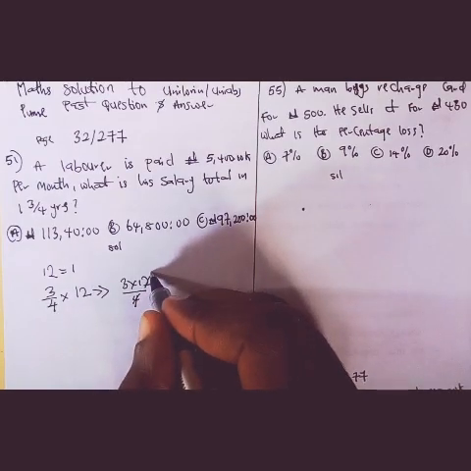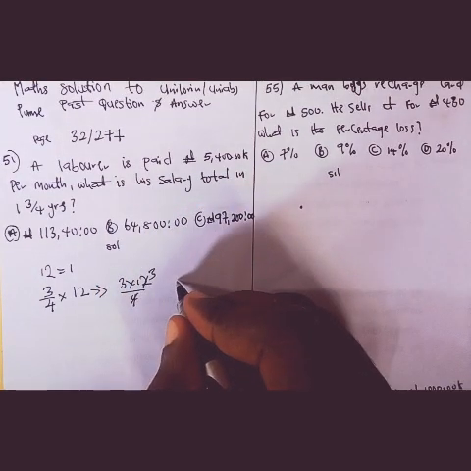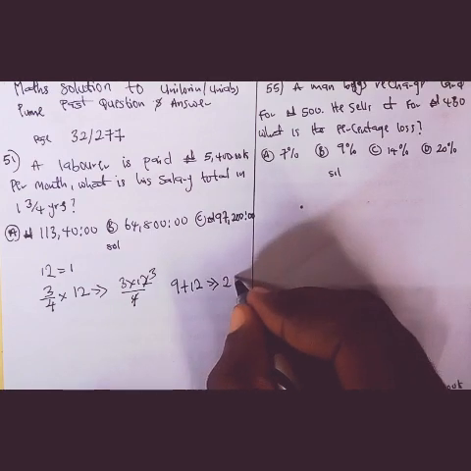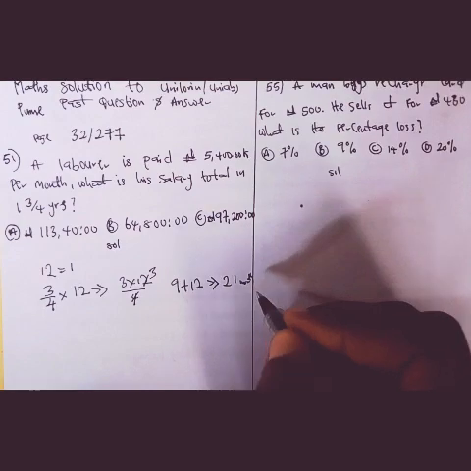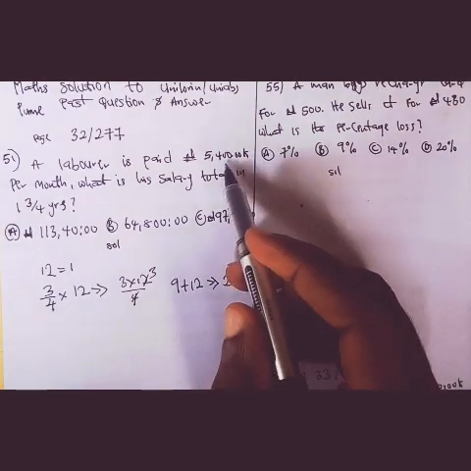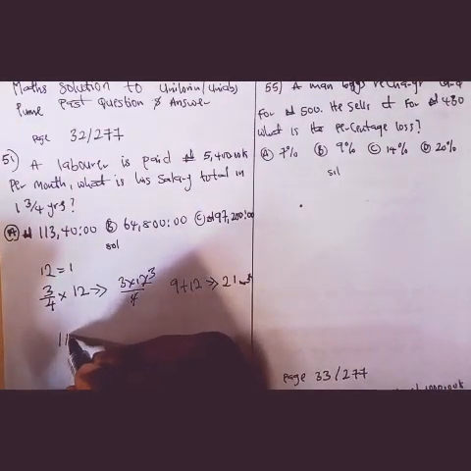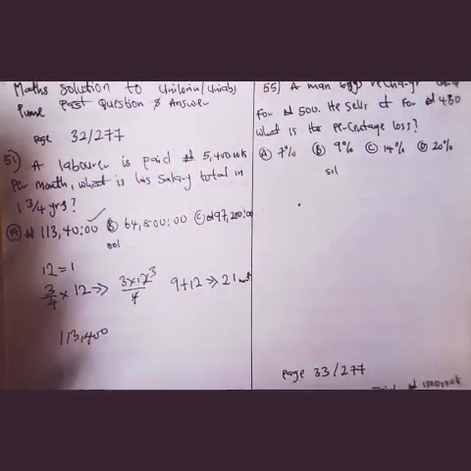If I go here, this is 3. So 3 times 3 is 9. So this is 9 months plus our 12 months. That is a total of 9 plus 12 months, which is 21. So the man worked for a total of 21 months. So we're going to be looking for the amount he earned within this time frame. If he's being paid 5,400 naira per month, I just have to multiply that together, which is 113,400. That's our option A.